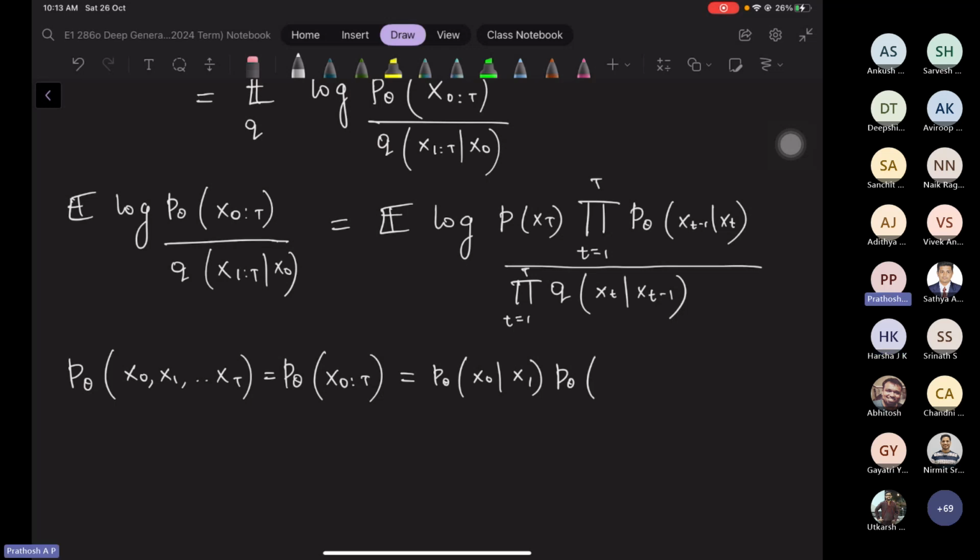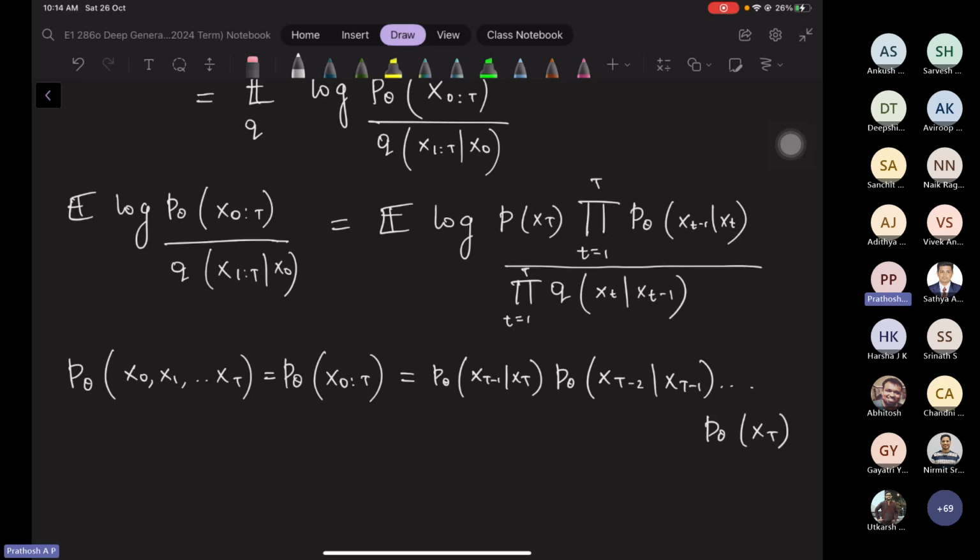No. We are going in the reverse direction, no? I'm just writing the chain rule. I've written it from the forward, from t equal to 1 to t. It should be the other end. So xt minus 1 given xt, then xt minus 2 given xt minus 1, and so on up to p theta of xt. Yeah, this is what it is.